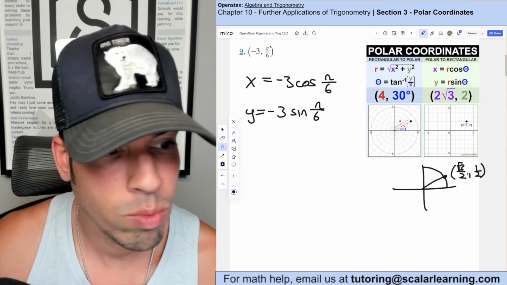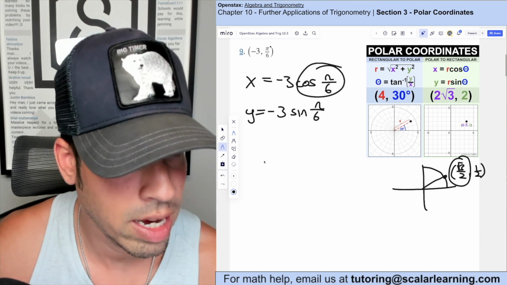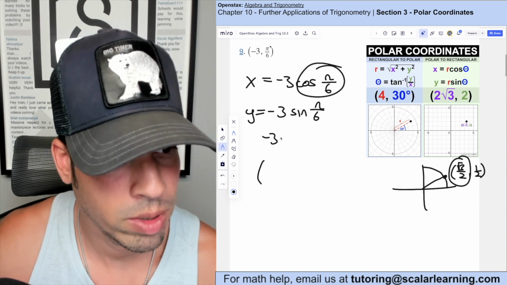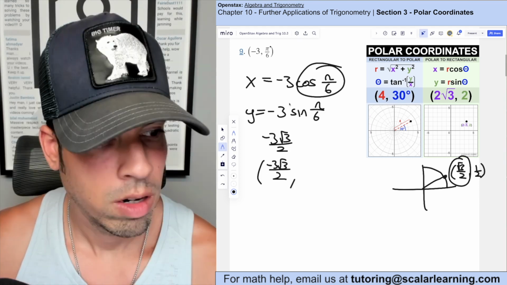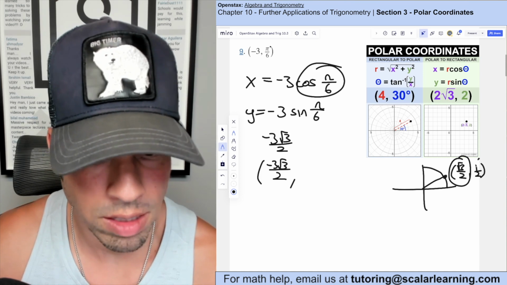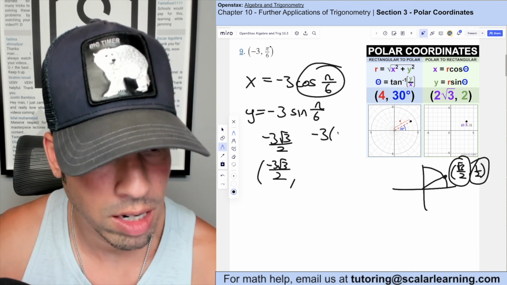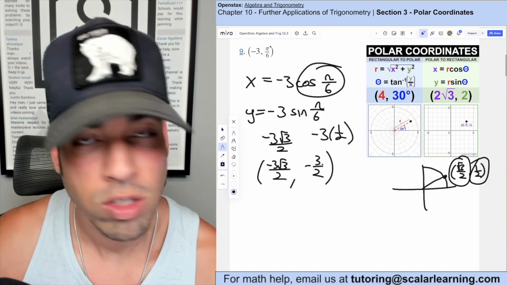And then so now we can plug in the x value for cosine. So then the x value is -3 times rad 3 over 2. So that'd be the x coordinate. And then for the y value, it's sine of pi/6 times -3. Sine of pi/6 is the y value, which is 1/2. So -3 times 1/2 is -3/2. So that's how you do it.